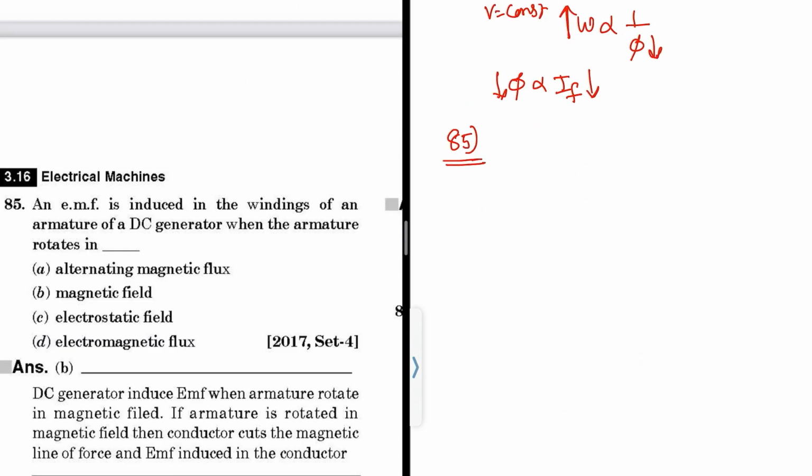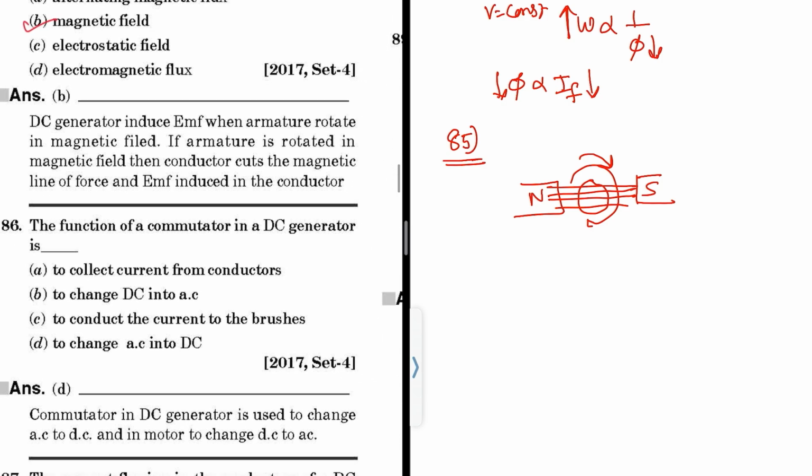Coming to question number 85. An EMF is induced in the winding of an armature of a DC generator when the armature... Generally we know this is the field and this is the armature. Once the armature is rotating, it will cut the field flux, then EMF will be induced. This is the general DC generator concept, right? The question is when the armature rotates in what? It rotates in the magnetic field, so in this magnetic field it should rotate. So the answer will be B.